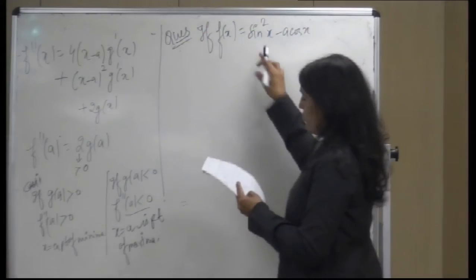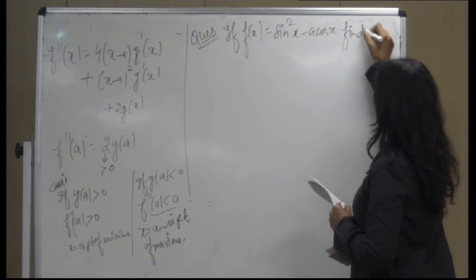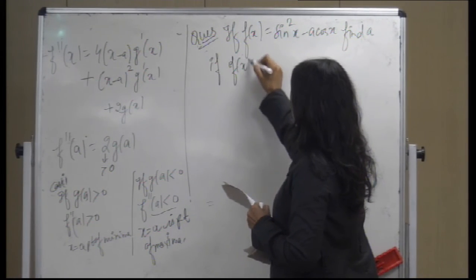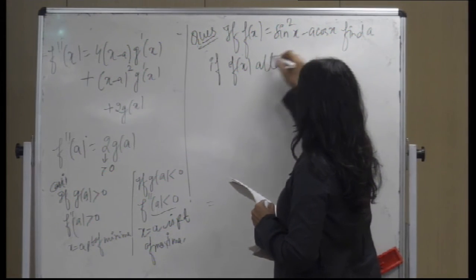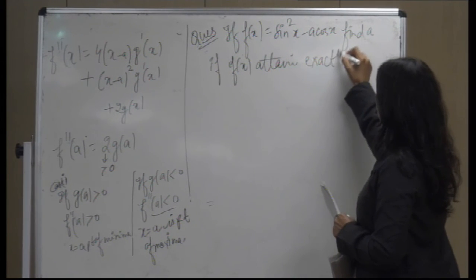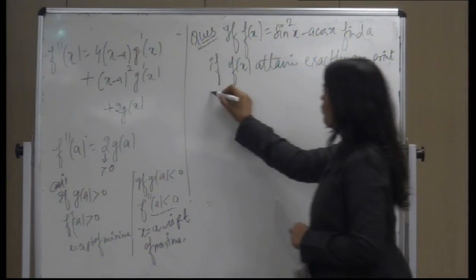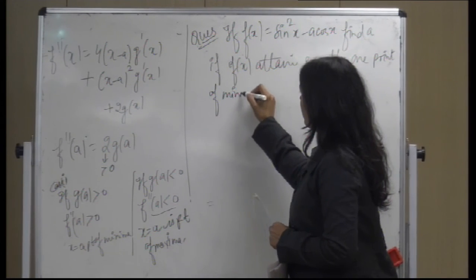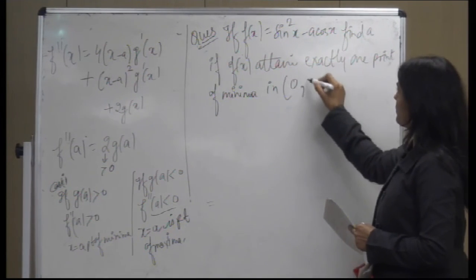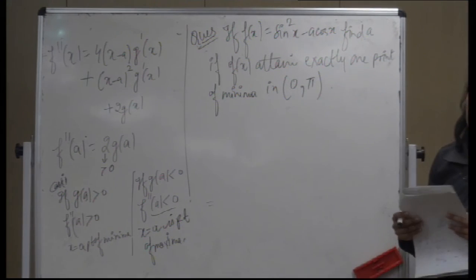So now if f x is sine square x, a is cos x, find a if f x attains exactly 1 point of minima in 0 to pi. 0 to pi is the interval this time.